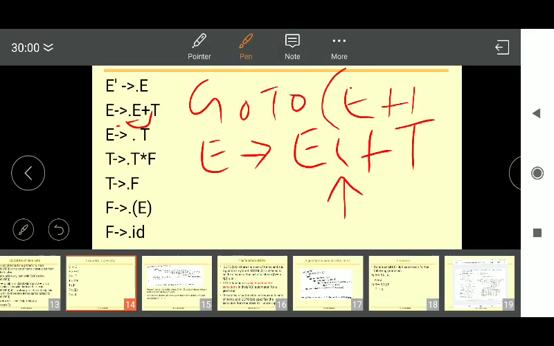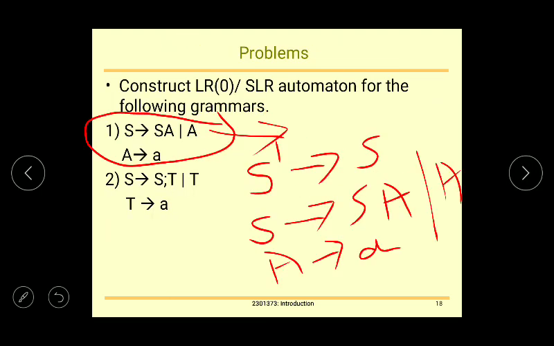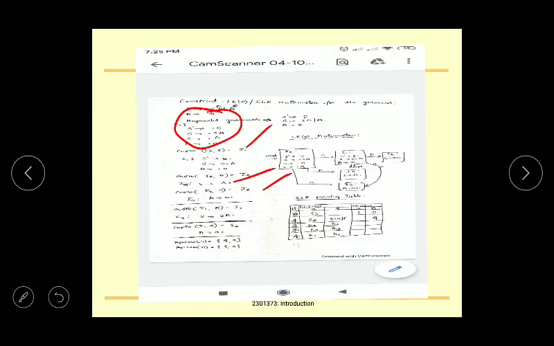Now coming to the next set, that is I1. What is there in I1? There are three items like this: S dash gives S dot, S gives S dot A, and A gives dot A. See, the first one, dot is already at the end, so that is finished, no need to proceed further. But in the second item we have S dot A, so goto of I1 comma A has to be written. Remember, we are in the item set I1, so goto of I1 comma capital letter A.